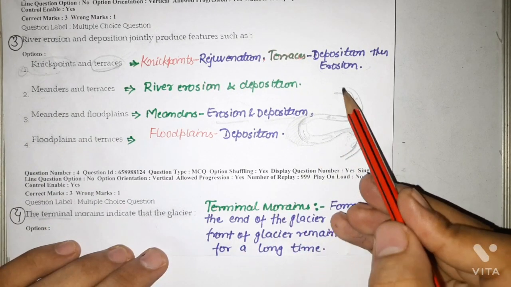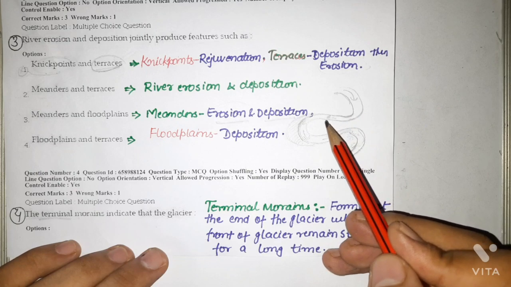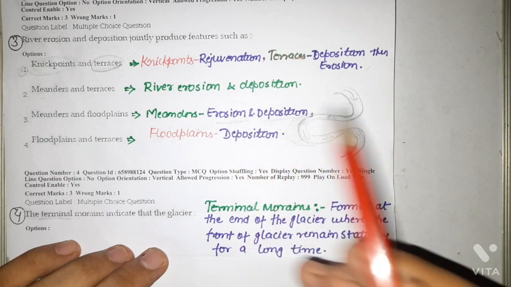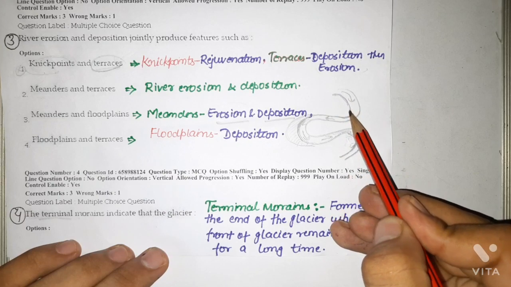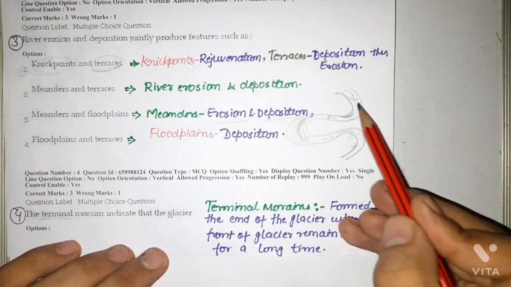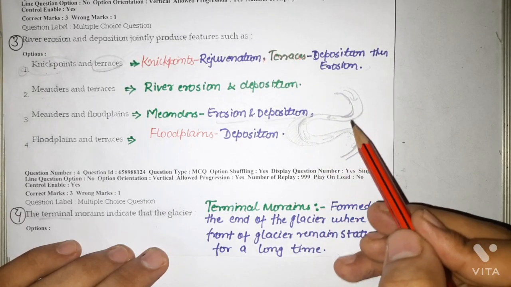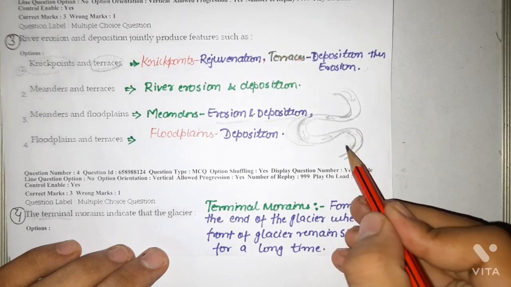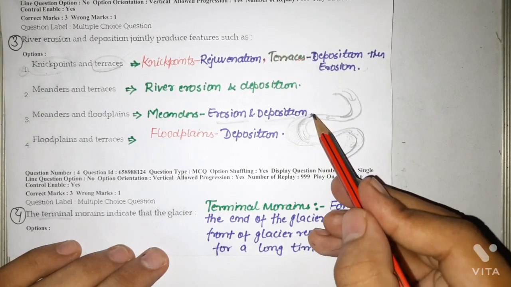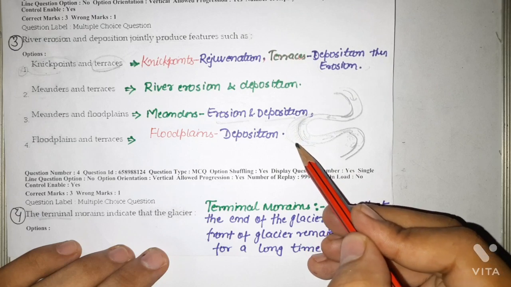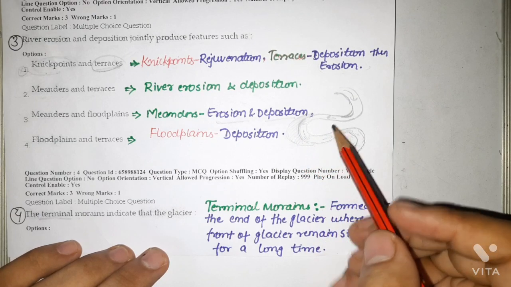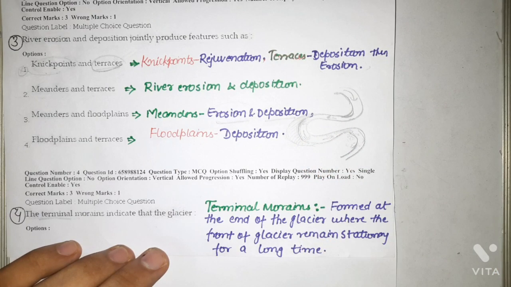Meander means a bend in the longitudinal course of a river, and in meanders you will get a convex side and a concave side. On the convex side you will get deposition of sand, gravels and alluvium, and the concave side is subjected to severe erosion. So meanders are formed by both river erosion and depositional processes.